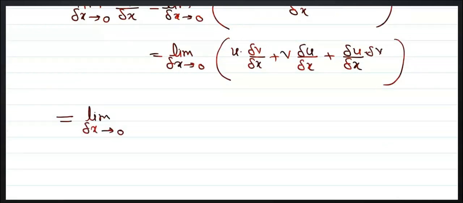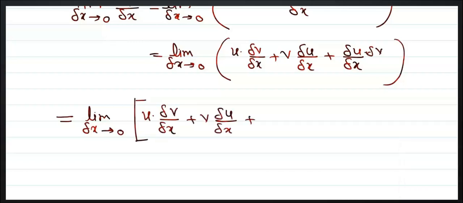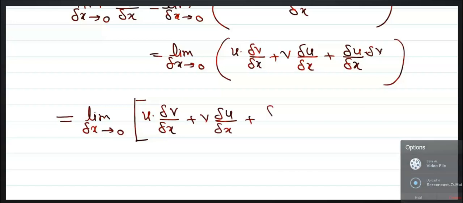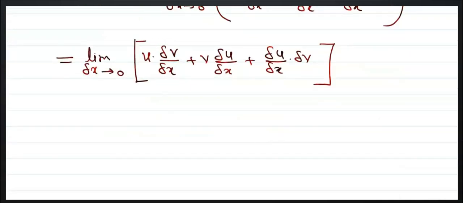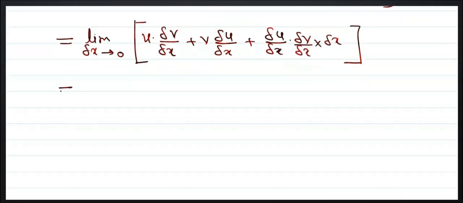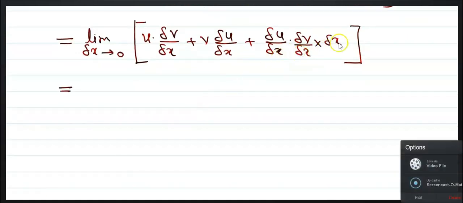Limit delta x tends to 0, u into delta v by delta x plus v into delta u by delta x plus delta u by delta x into delta v. Now here it is divide by delta multiplied by delta.